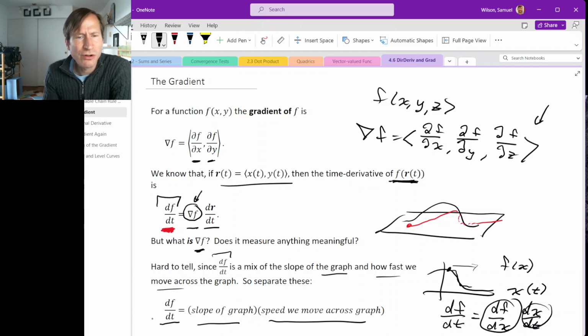So in general, the rate of change of a function with respect to time is the slope of the graph times the speed that we move across the graph. If what we're interested in is just something having to do with f, because the gradient of f doesn't involve time, only the function f, then we should throw away the information about how fast we are moving across the graph and only keep the geometric information about f.